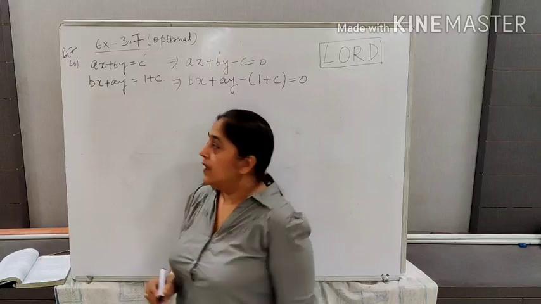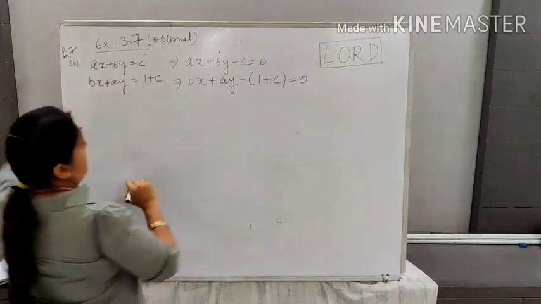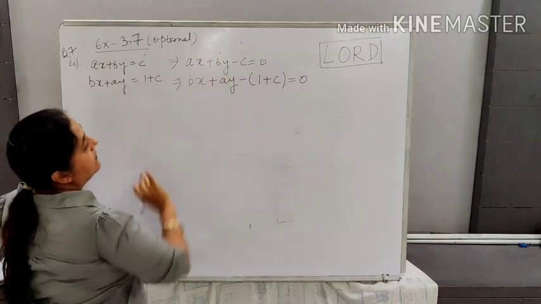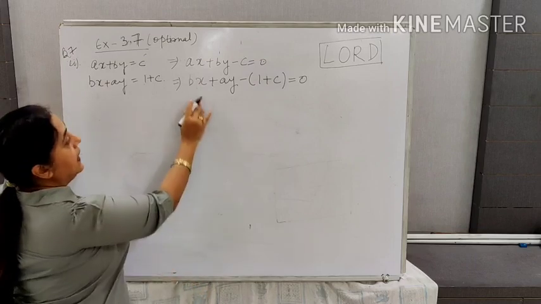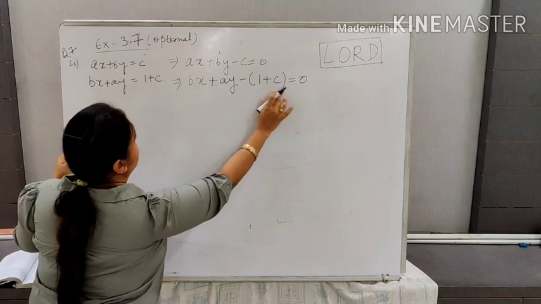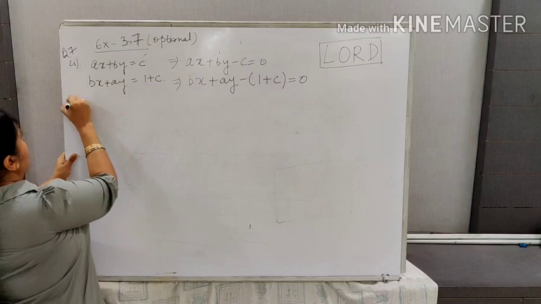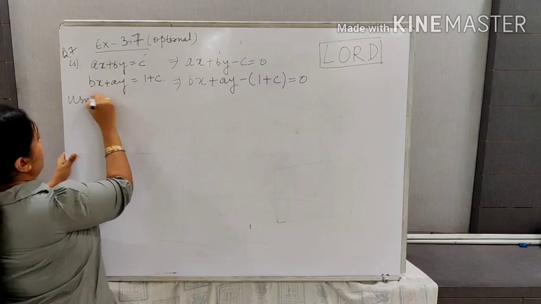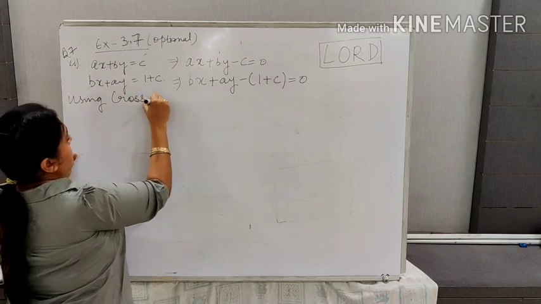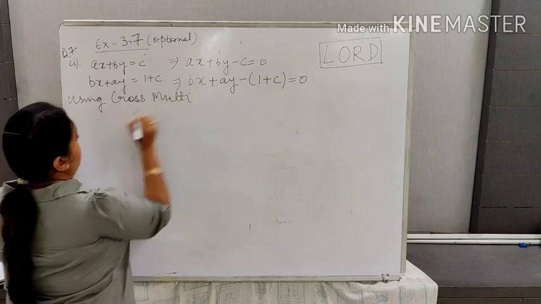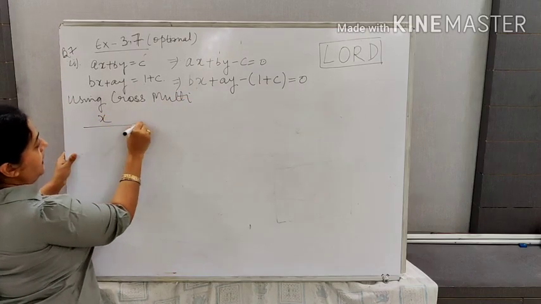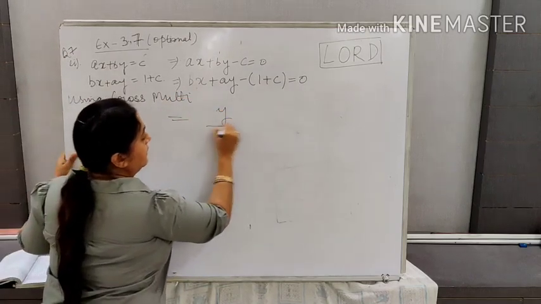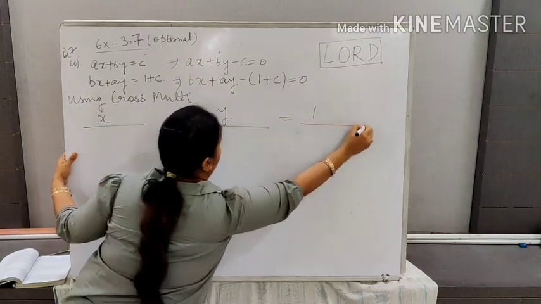Got it? Now let us do the question. The question is Ax plus By minus C is equal to 0, and we have Bx plus Ay minus (1 plus C) is equal to 0. Now how will you do it? Using cross multiplication. Here you will write x upon, here I will write y upon, and here I will write 1 upon.